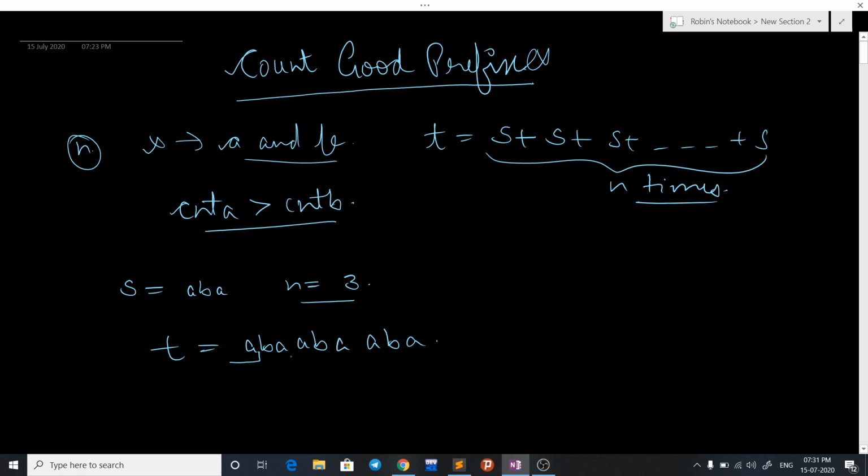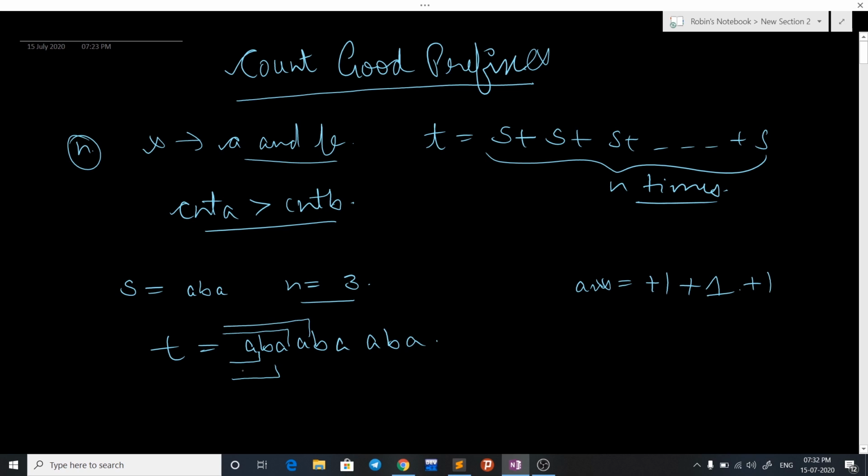So in this prefix we can see that count of a is 1 and count of b is 0. So this is a good prefix. So I will increase my answer by 1. Then I will see this prefix which consists of 2 elements, and in this prefix we have count of a equals to count of b. So this is not a good prefix. Then we will see the prefix of length 3, and we can see that this is a good prefix.